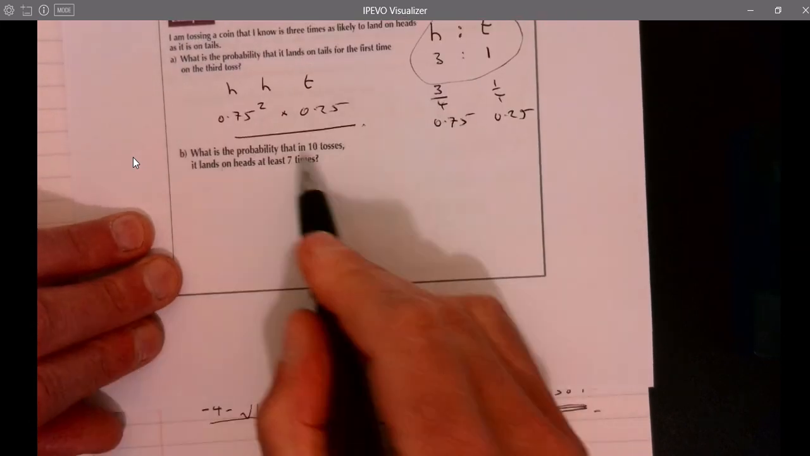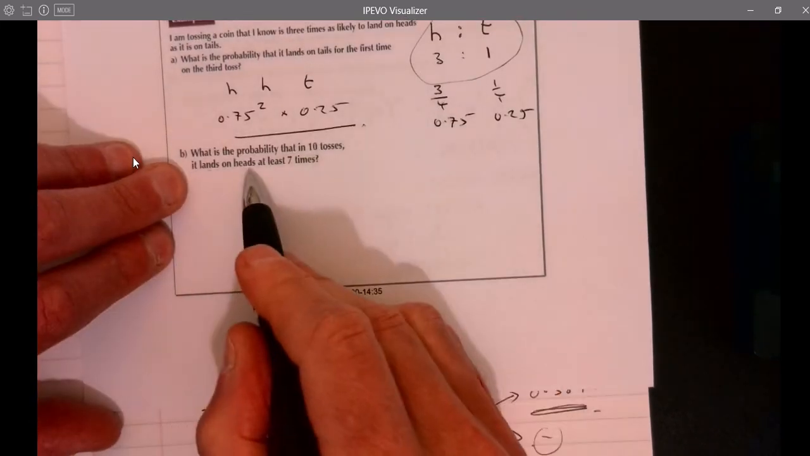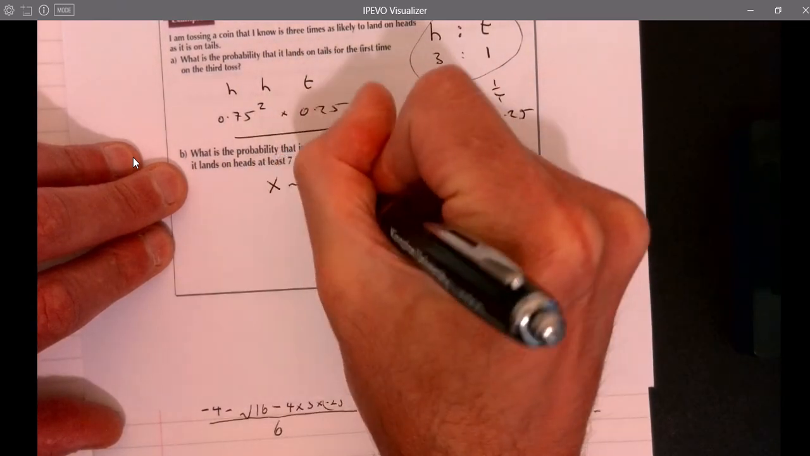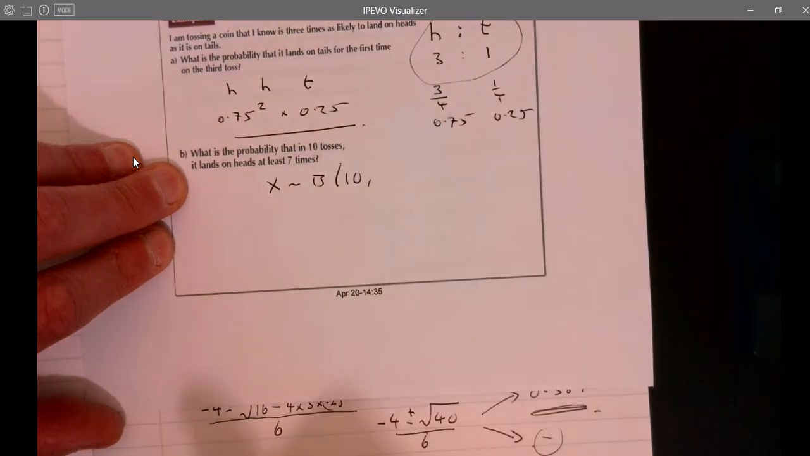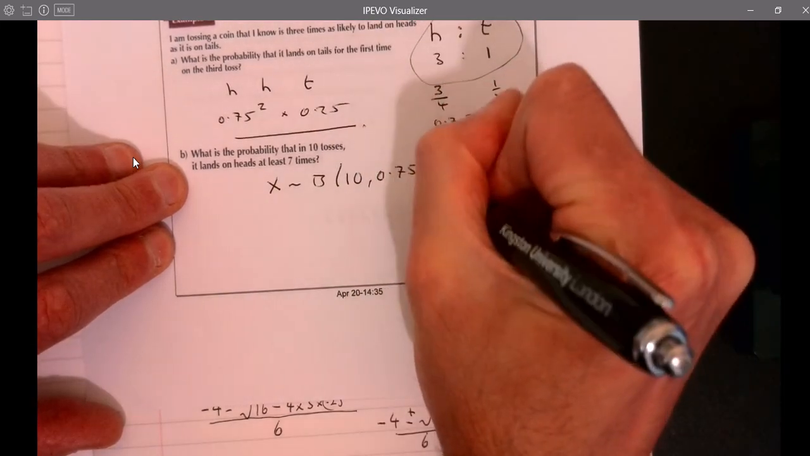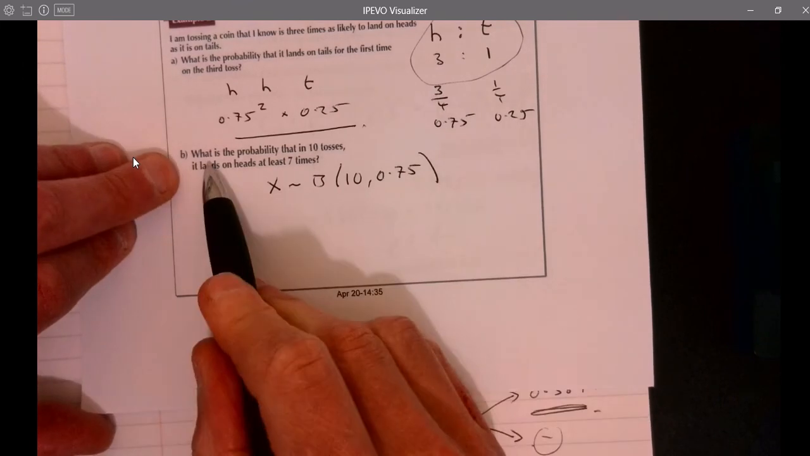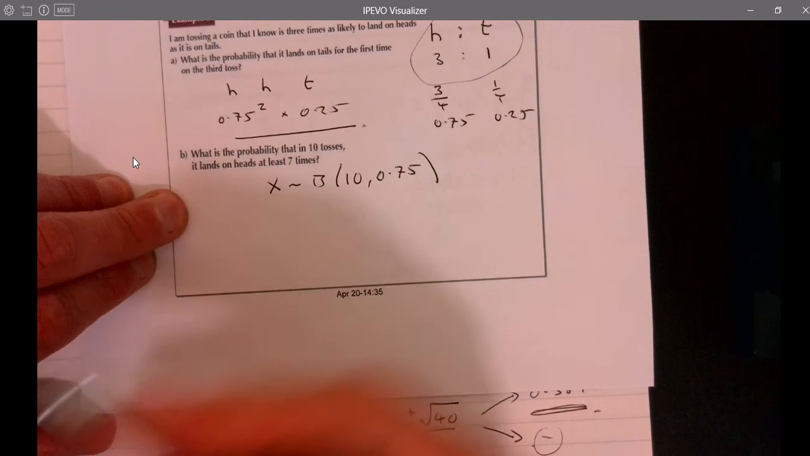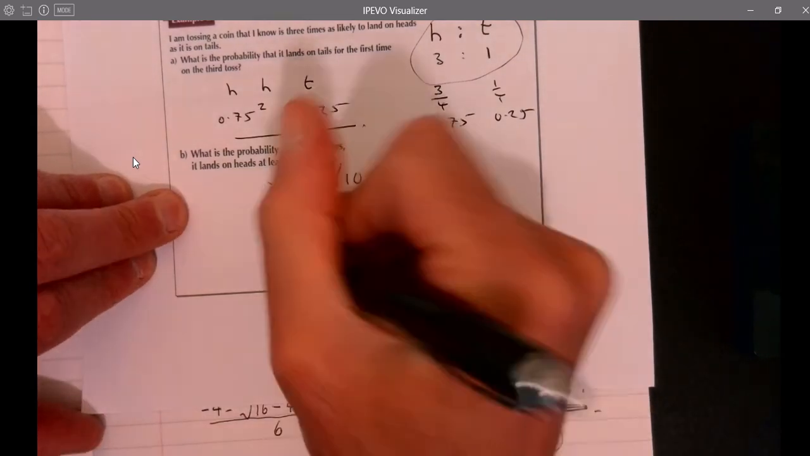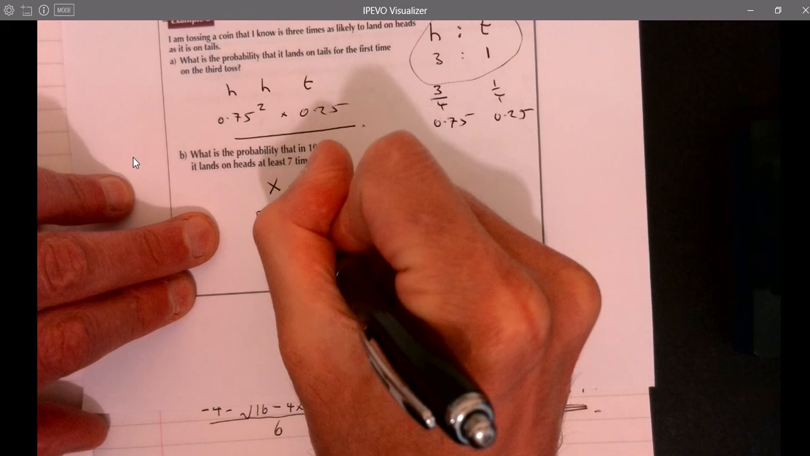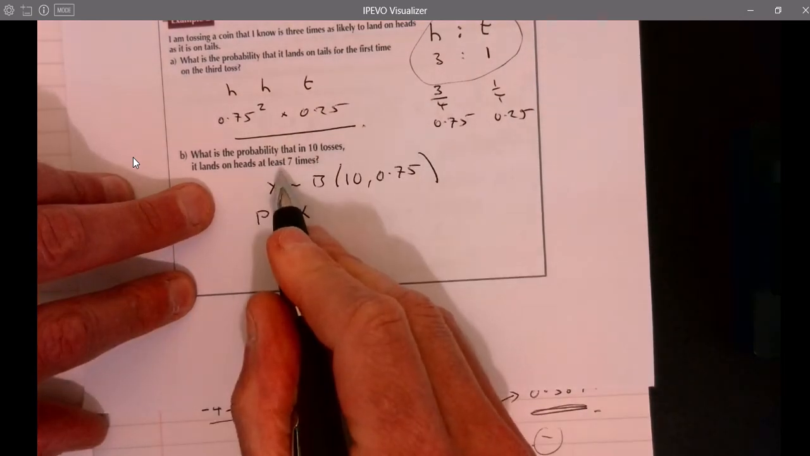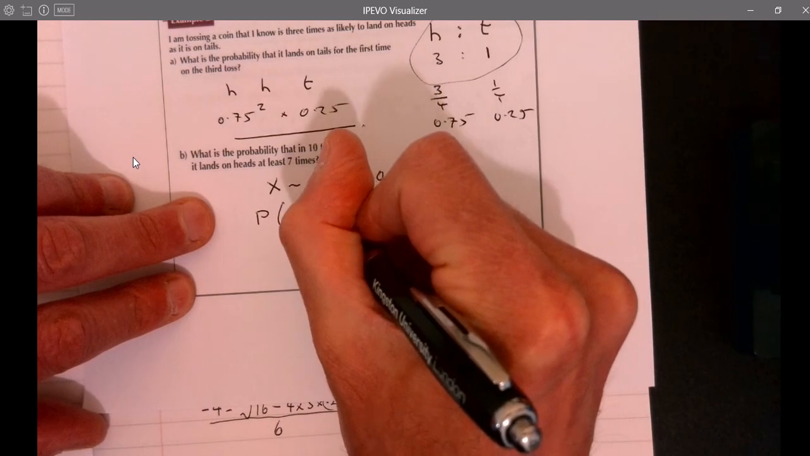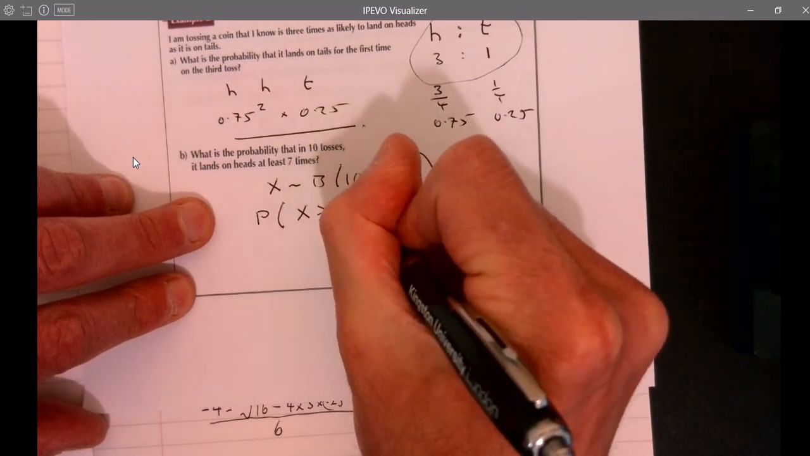What is the probability that in 10 tosses it lands on heads at least 7 times? Okay, so let's have a little think about what we've got. So we've got 10 goes. The chance of getting a head is 0.75. So x here is the random variable, the number of times it lands on heads. Okay, and we want the probability that x is at least 7. So x is more than or equal to 7.